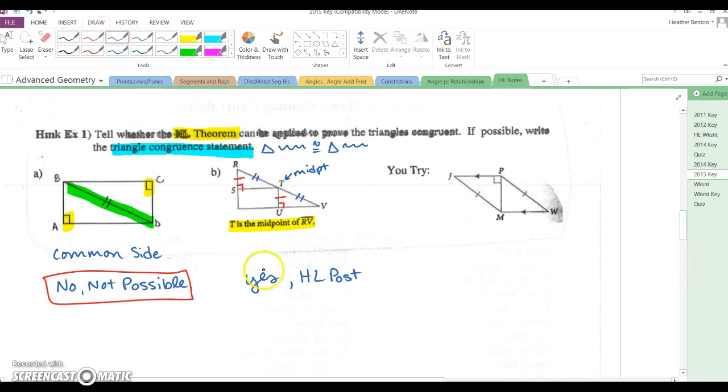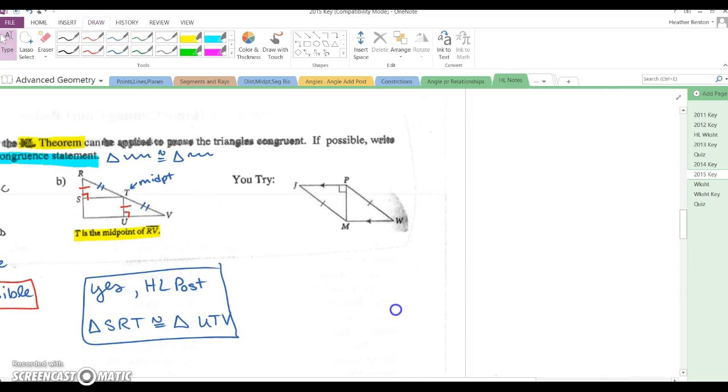And then we got to do our triangle congruent statement. So I'm going to say triangle SRT is congruent to triangle UTV. And all of this is our answer. So if you want, you can pause the video for just a second and try this on your own, and then come back when you have the U-try completed.